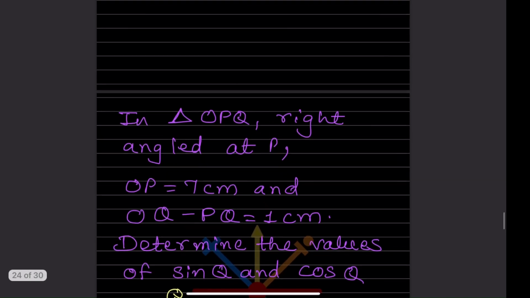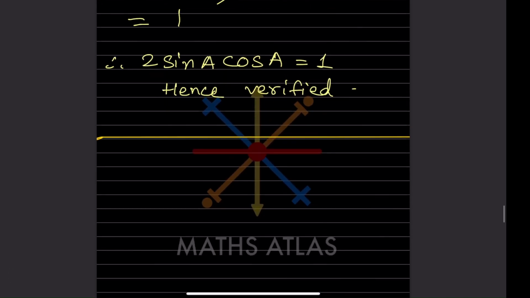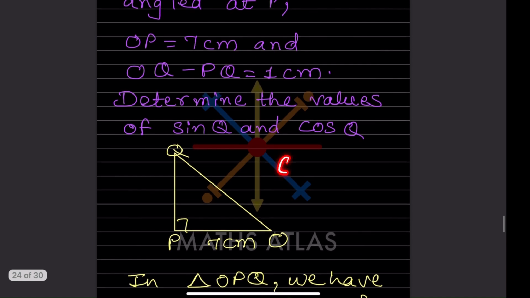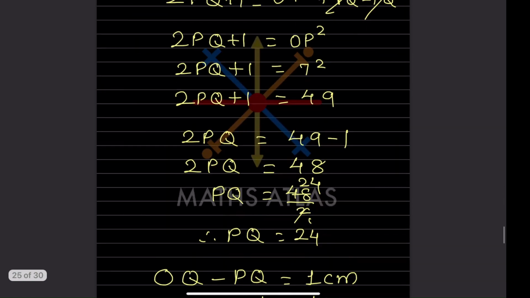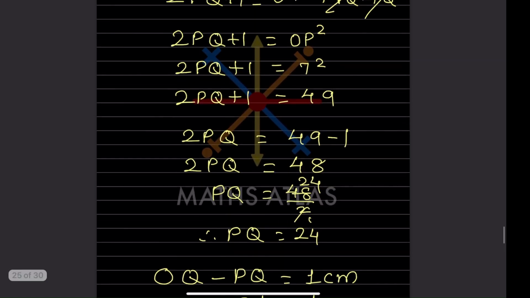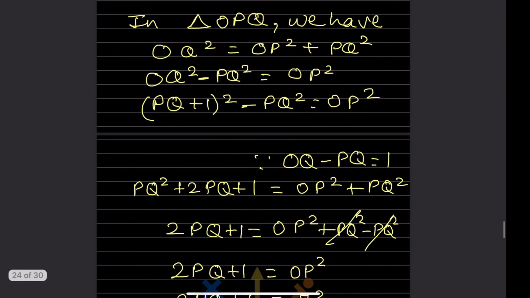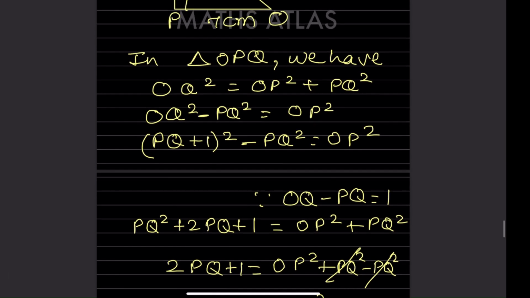So here, look at here. OQ, or we can also write OQ is equal to 1 plus PQ. This will go on the other side, so that is going to be 1 plus PQ. So now in place of OQ, we can write PQ plus 1, and this is the square, so we will write a square of this one, and this will be as it is, and this will be also as it is.